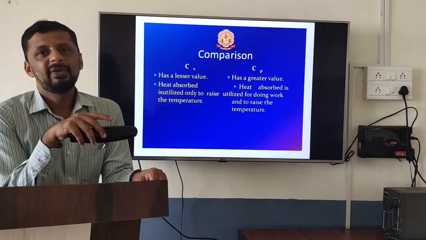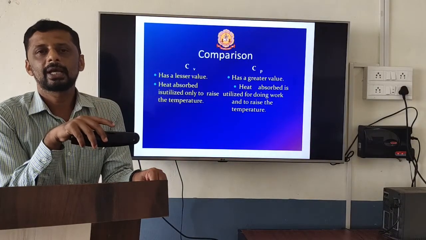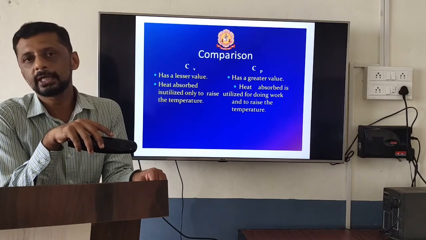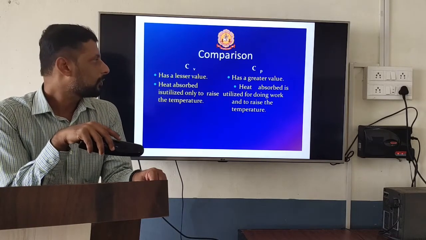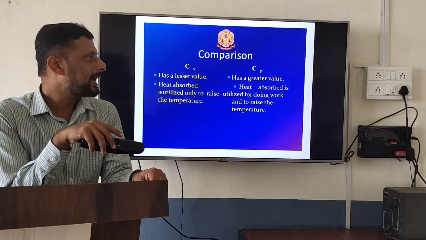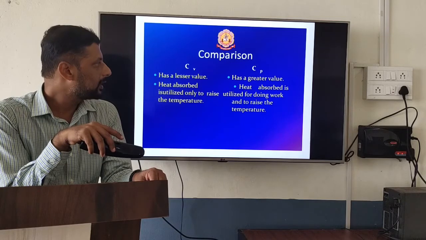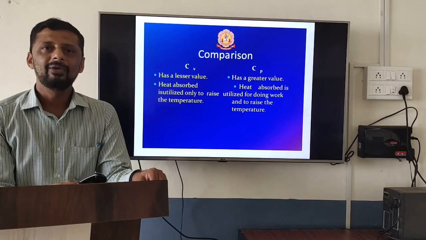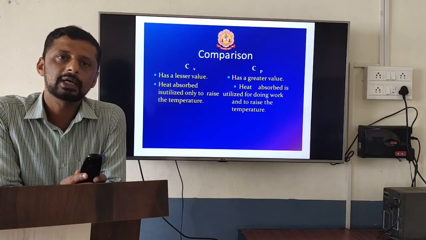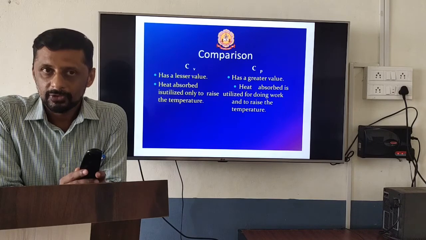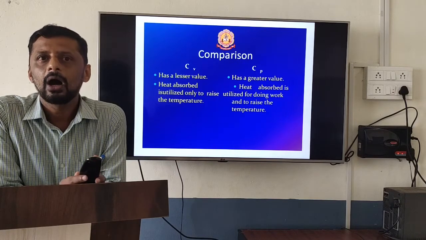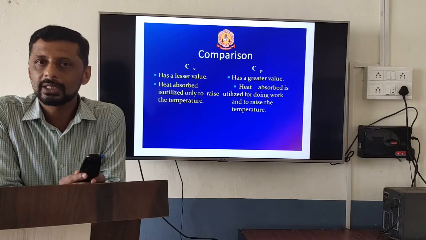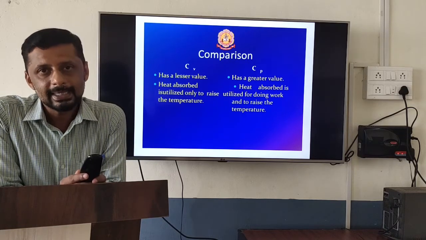Next, comparison of Cv as well as Cp. Cv means specific heat of gases at constant volume, whereas Cp means specific heat of gases at constant pressure. So let us differentiate these two now. Cv has a lesser value when compared to Cp. In the case of Cv, the heat absorbed is utilized only to raise the temperature, while in the case of Cp, heat is utilized for doing work and also to raise the temperature. As I said earlier, when the volume is kept constant, for example in a closed cylinder, when you supply the heat, since the volume is kept constant, all the supplied heat energy is utilized to increase the temperature only. Therefore, Cv has a lesser value.